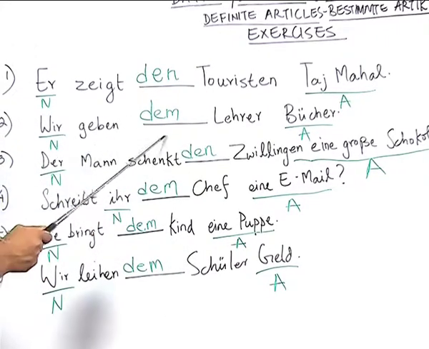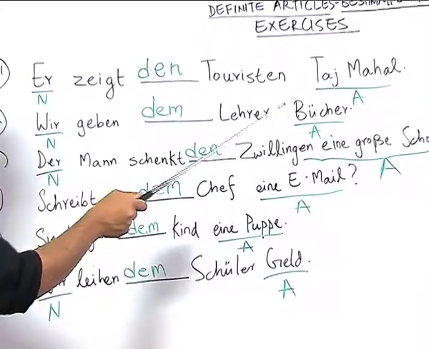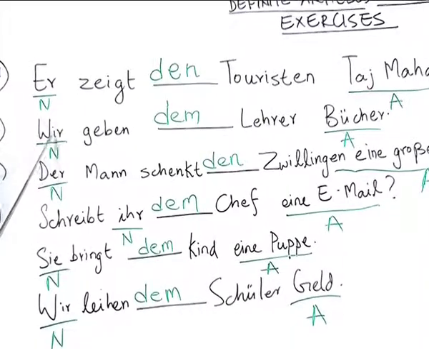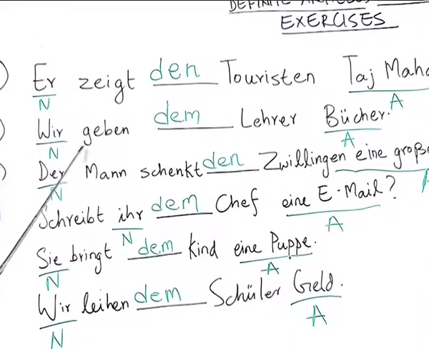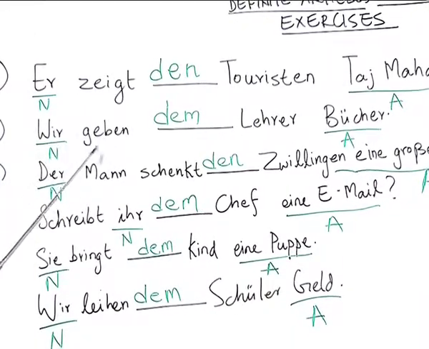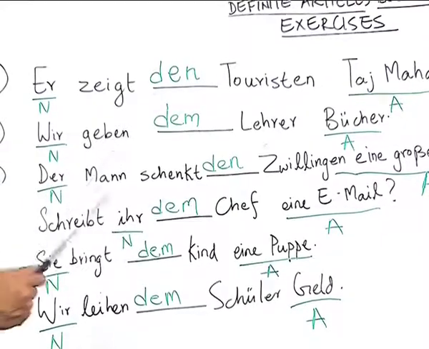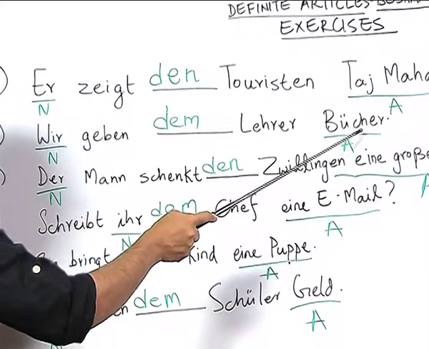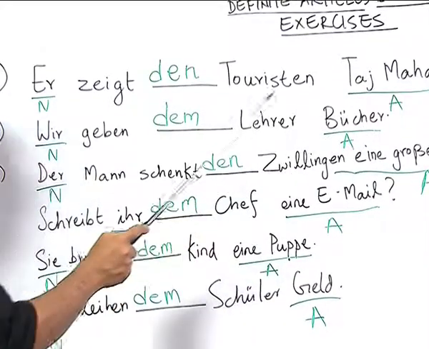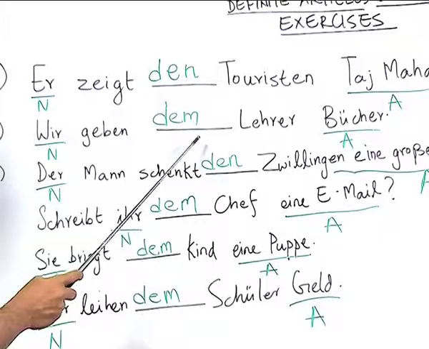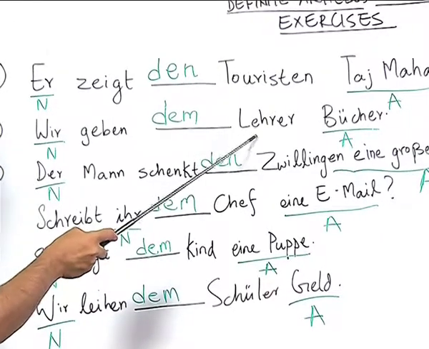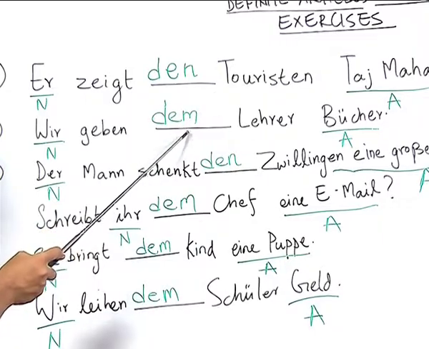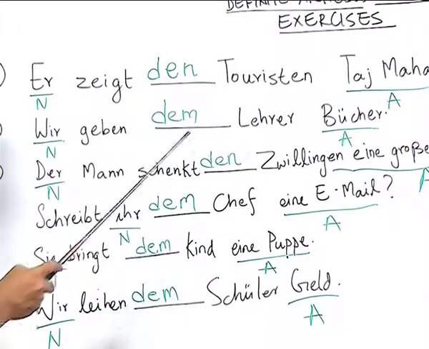Wir geben dem Lehrer Bücher. Now, in this sentence, we have the nominative, the pronoun wir. Now, wir geben. Now, the question comes, we give what, and that what is accusative here, which is Bücher, and to whom do we give? That is Lehrer. You know, the article of Lehrer is der Lehrer, and der Lehrer becomes in dative dem Lehrer.